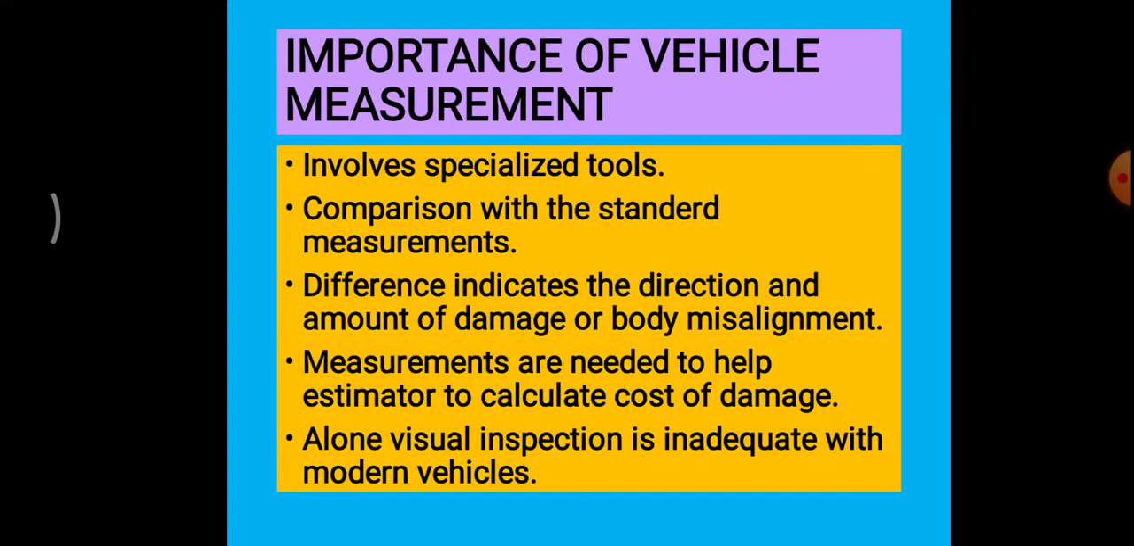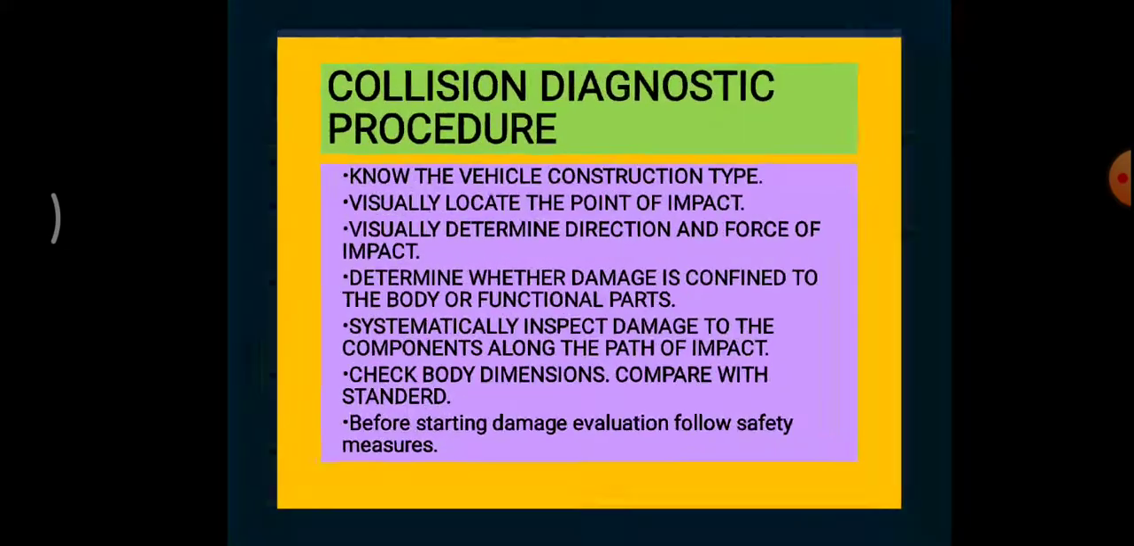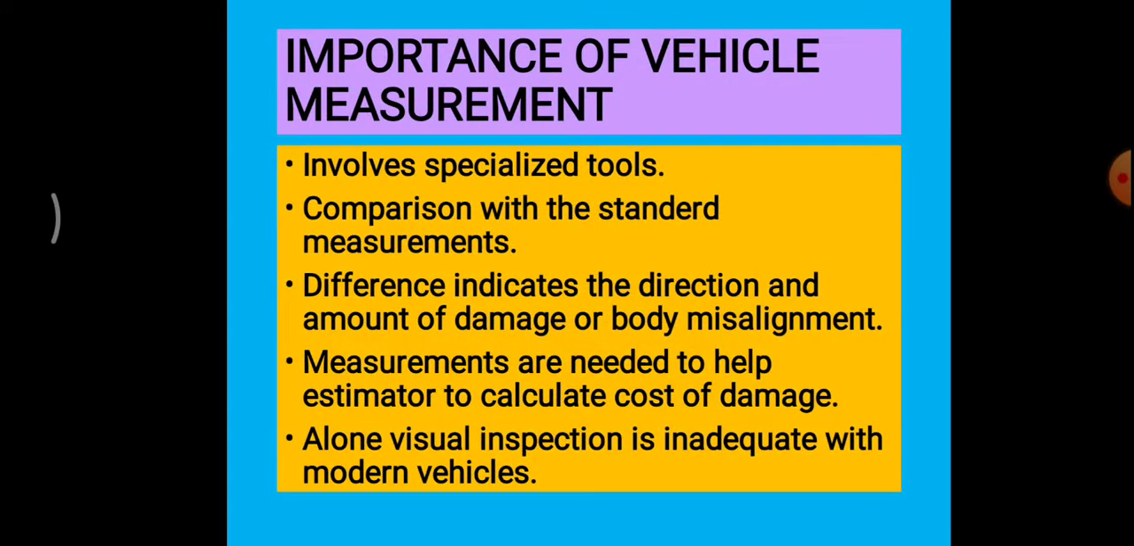Vehicle measurement involves specialized tools like tram gauges, centering gauges, bench setups, and car-o-liners. When we measure a damaged vehicle and compare it with the standard dimensions of a new vehicle, the difference between measurements indicates the direction and amount of damage or body misalignment. This helps the estimator to calculate the cost of damage and whether any section of the frame is repairable or replaceable.